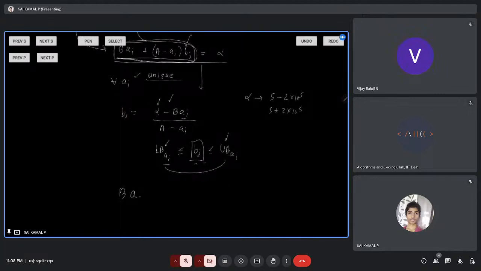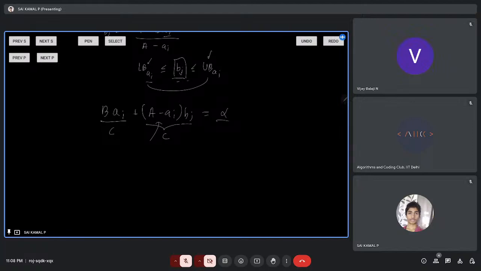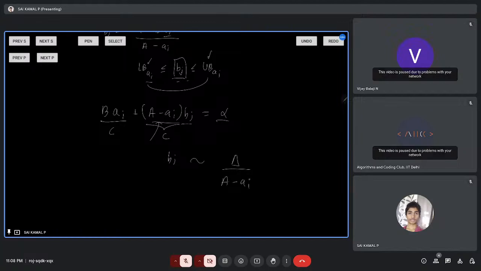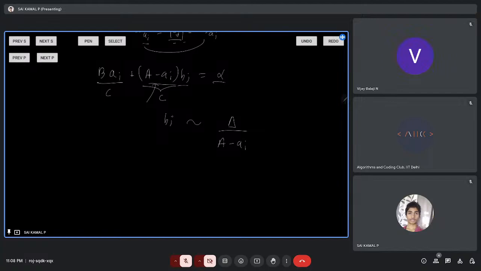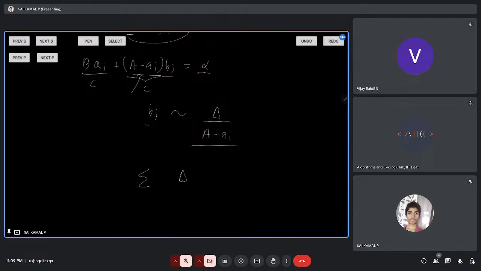So if you have b of ai plus a minus ai times bj equal to alpha, and now if you fix ai, this term is a constant, and this is a variable. So for the range of delta values that exist, the number of possible unique values of bj would be of the order of delta by a minus ai for the specific value of ai. So over all the possible values of ai, your time complexity would be the sum of delta by a minus ai.